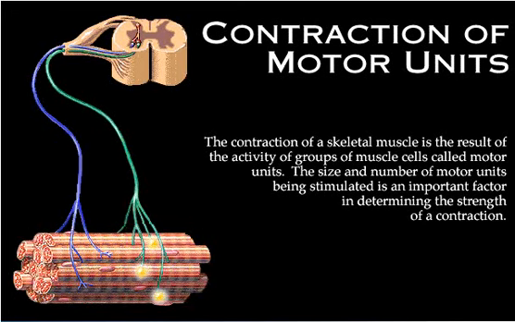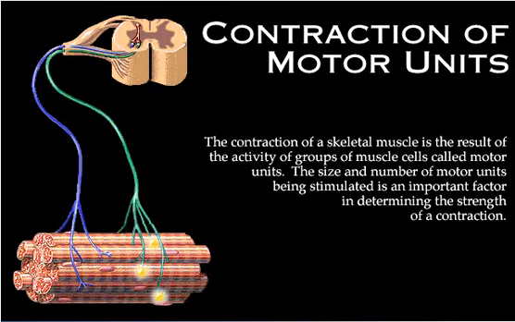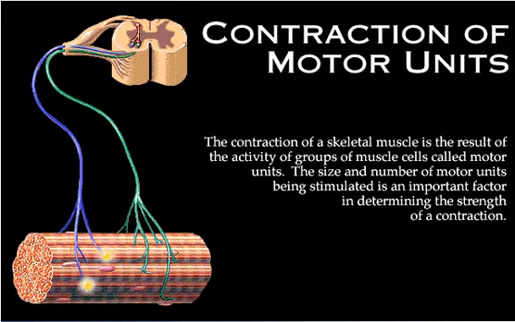The contraction of a skeletal muscle is the result of the activity of groups of muscle cells called motor units. The size and number of motor units being stimulated is an important factor in determining the strength of a contraction.